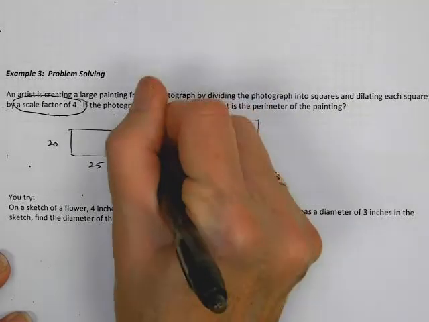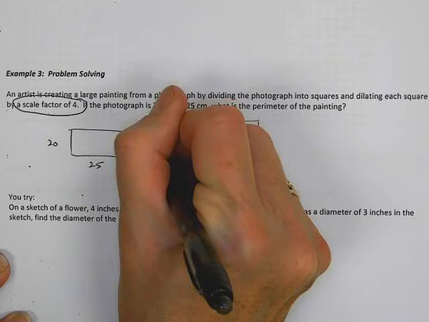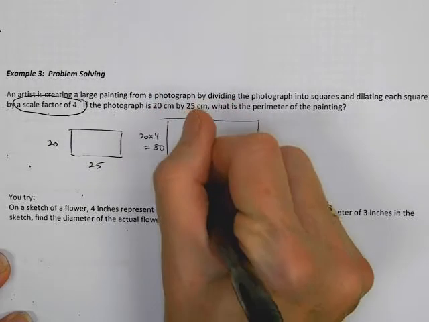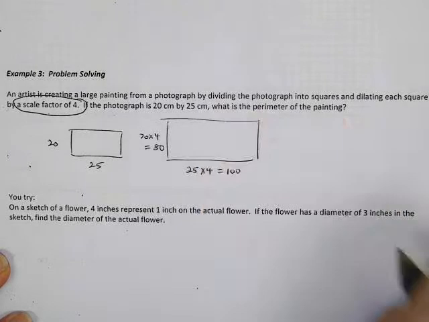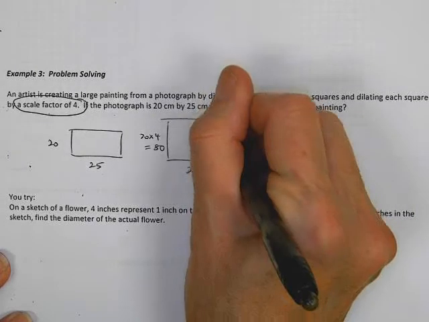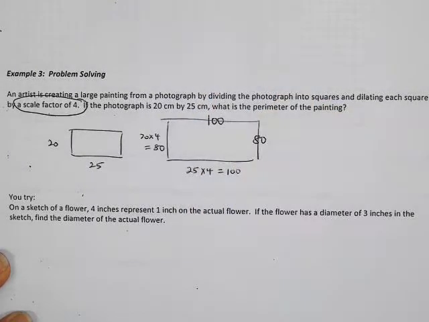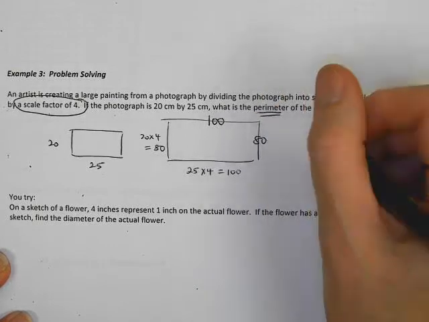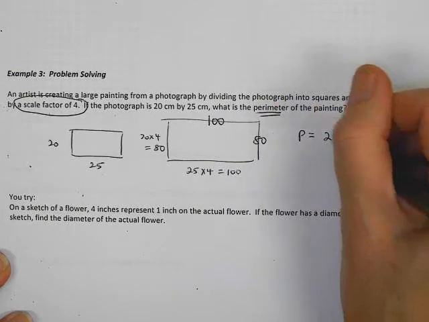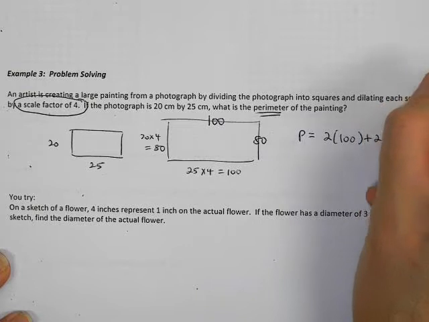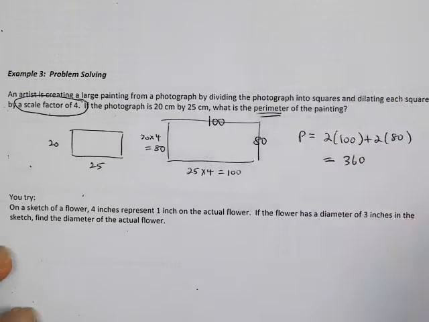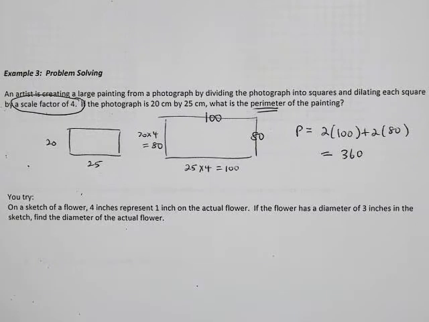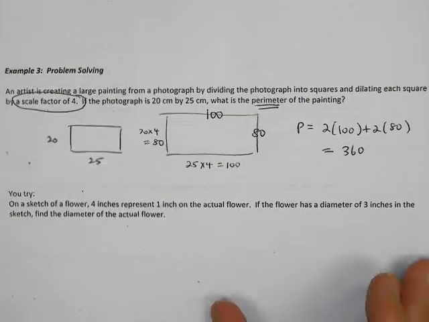So if I take 20 times 4, that makes this side 80. If I take 25 times 4, that makes that side 100. So my new painting is 100 by 80, and it asks for the perimeter. So the perimeter would be 2 times 100 plus 2 times 80. That would be 360.